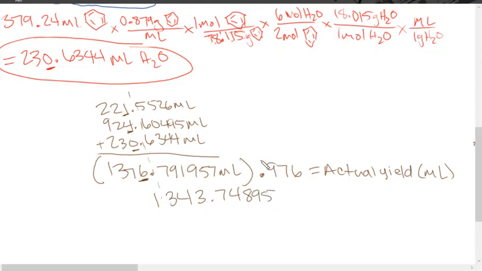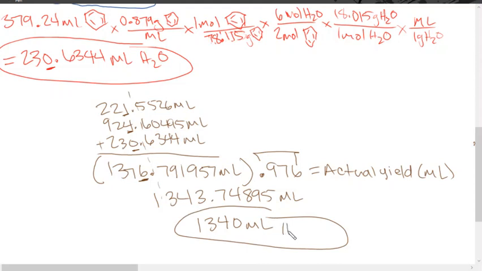1,343.74895. This number right here only has 3 sig figs. So your final answer in milliliters is 1340 milliliters of H2O. If you look at the key I just posted, it has the wrong answer because I used the wrong molar mass. I will change that right now. But yeah, that's how you would solve that one.